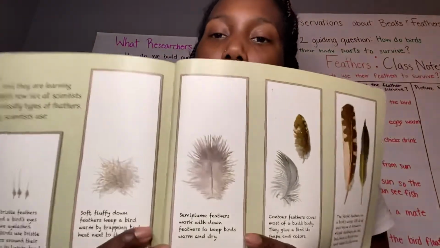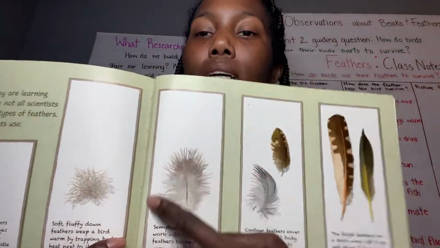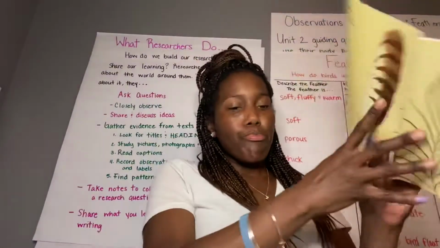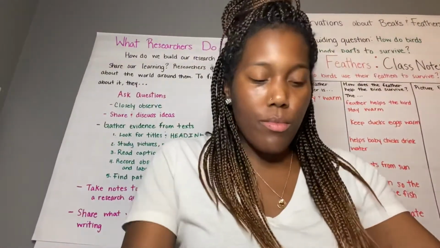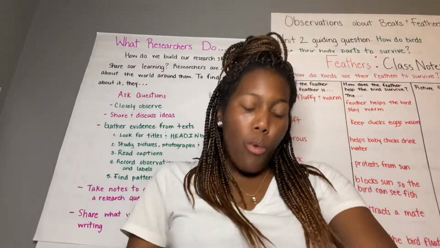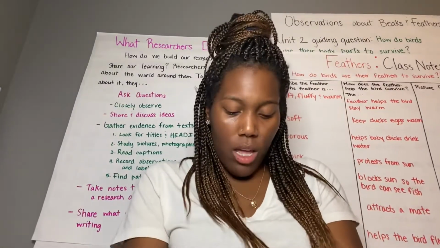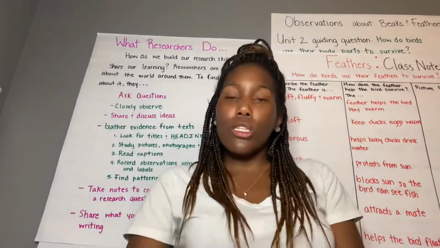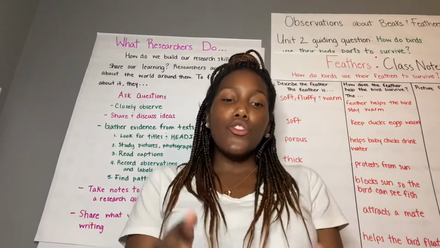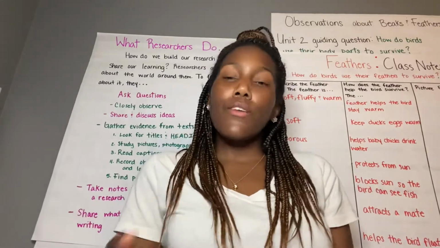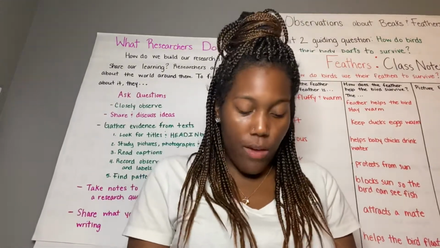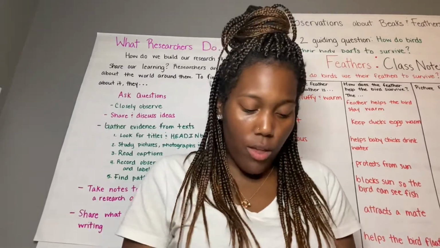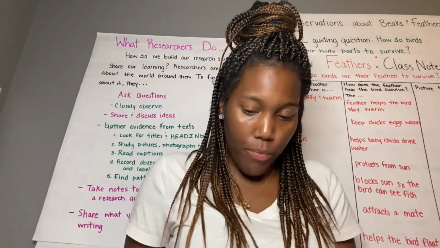But today, we are going to draw a scientific drawing of a semi-plume feather. When we practice our drawings today, we're not going to draw the whole bird like we've been doing for other parts of our research. We're just drawing the feather. Now, different kinds of birds have different kinds of feathers, so we don't want to be confused. We're just going to draw the only feather that we have today.